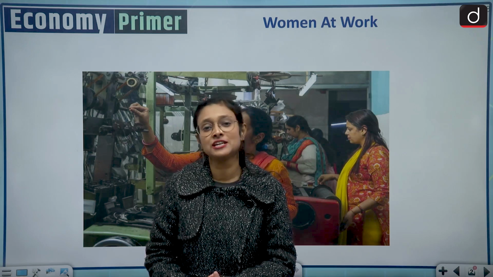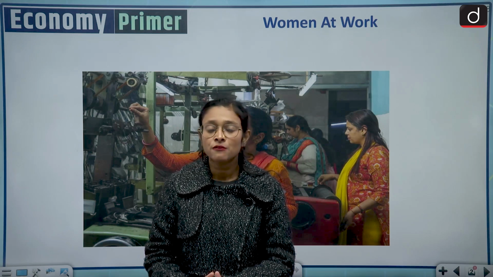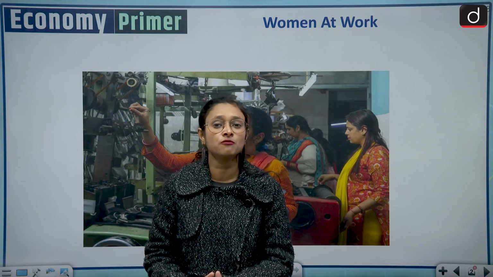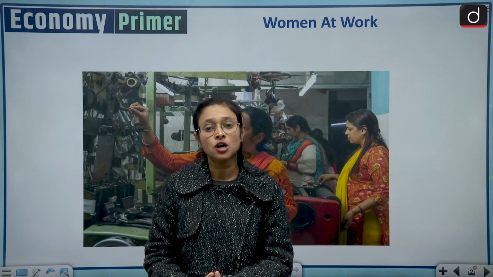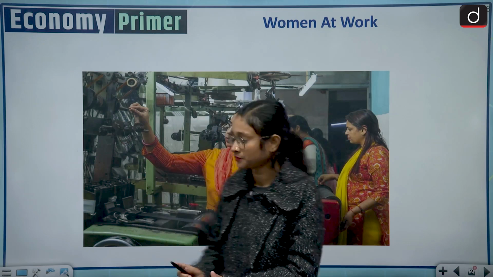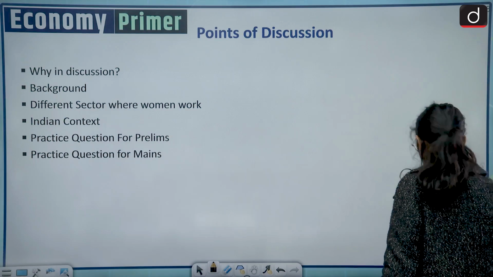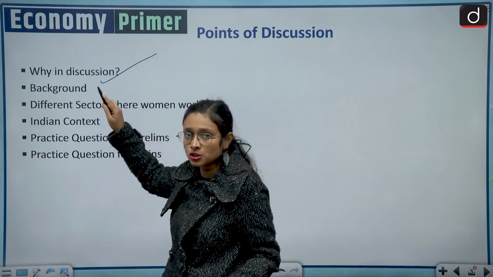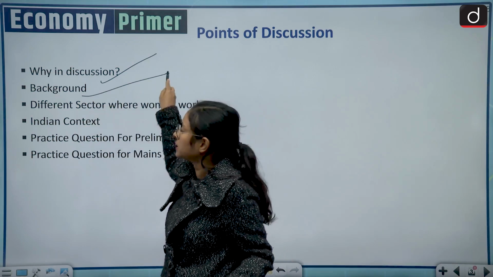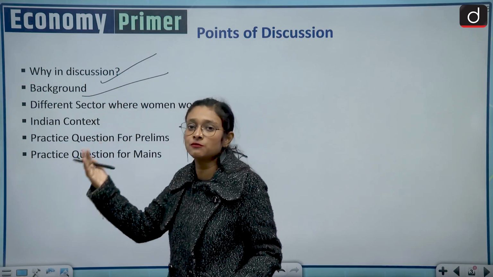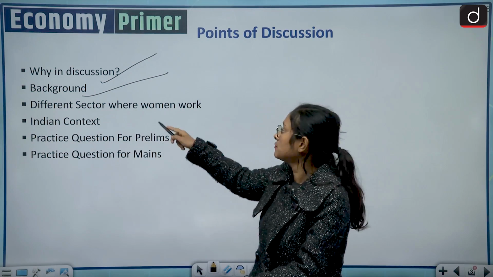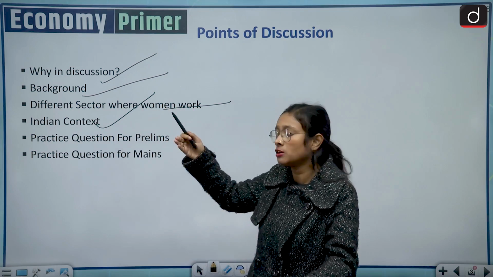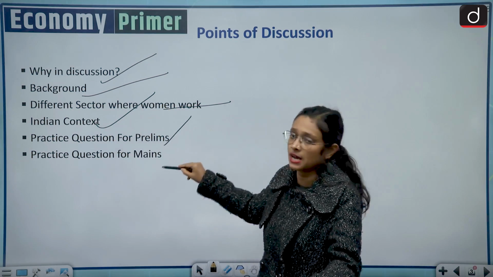I am Ritu and today's session is about women at work, where we will discuss the different dimensions of women workforce. So, moving to the points of discussion part. First of all, we are going to discuss why this topic is in discussion, and then a brief background: what is the history behind the women's workforce, different sectors where women work, the Indian context, we analyze this thing in the Indian context, and the practice questions for prelims and mains.